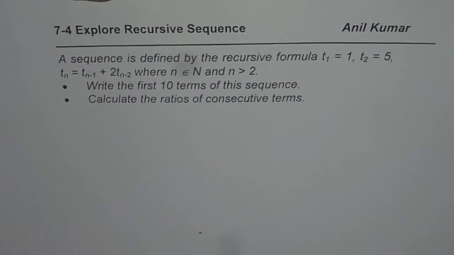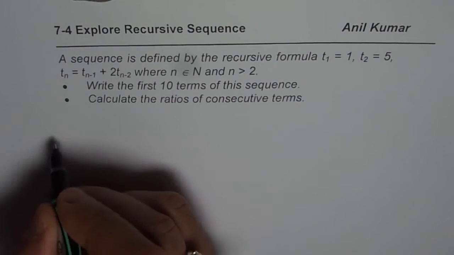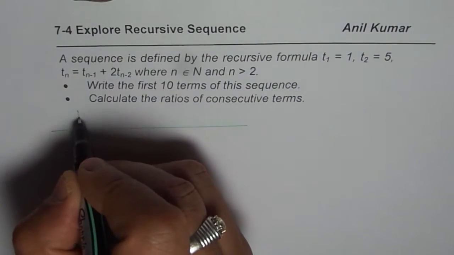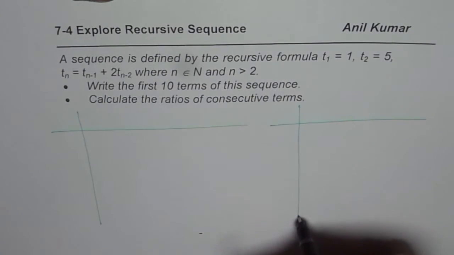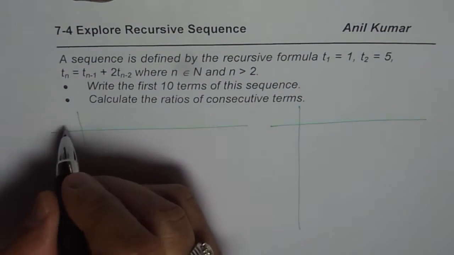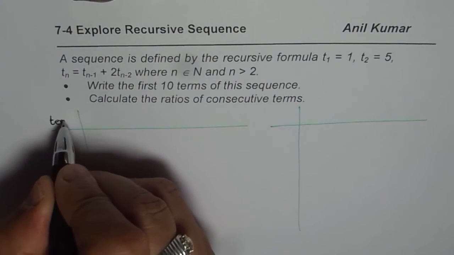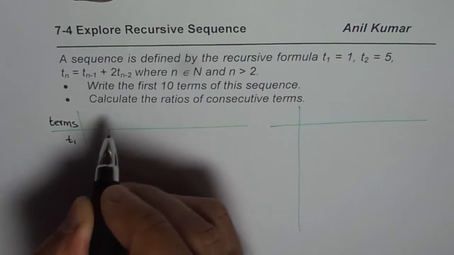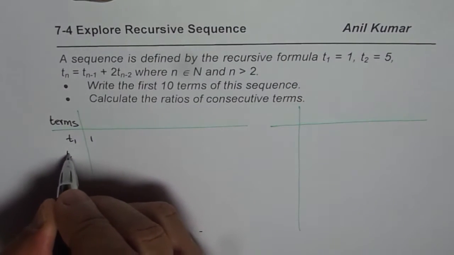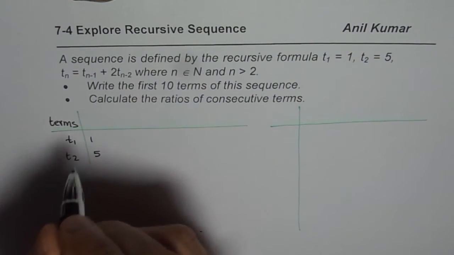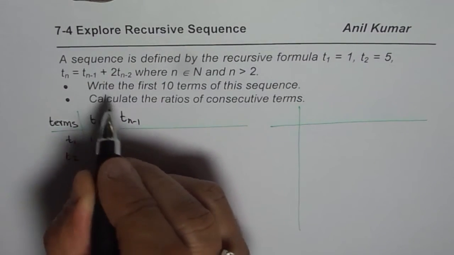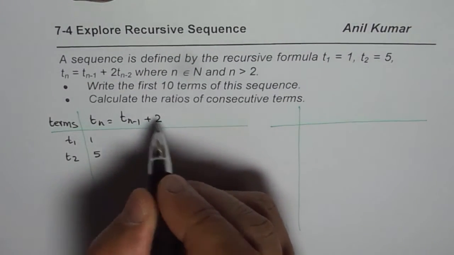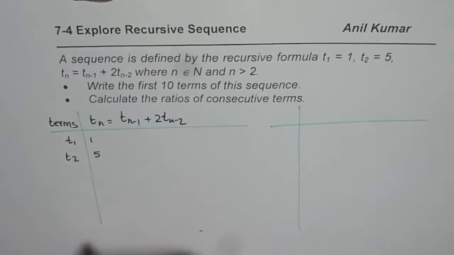I'd like you to pause the video, do your calculations and then check with my solution. Okay. Now let's find these terms first and then we will find their ratios. So as we did last time, we'll break it up in two parts, write down all the terms. We are given t1 equal to 1, t2 is equal to 5, correct? And the definition is that tn is equal to tn minus 1, that is the previous term, plus twice the previous to previous, right? That is how it is.